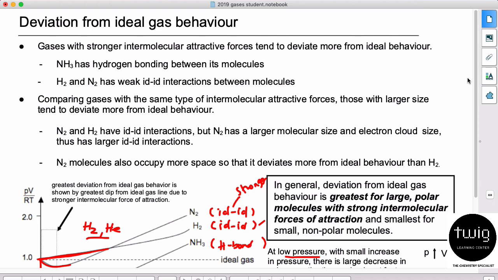Actually it's all written down here. Ammonia has hydrogen bonds and deviates the most. These two have weak ID, but nitrogen has a larger molecular size and electron cloud, so the ID is larger. So you notice something? I didn't even talk about the volume, right? If you want to, you can still talk about volume, but volume only affects the later part.